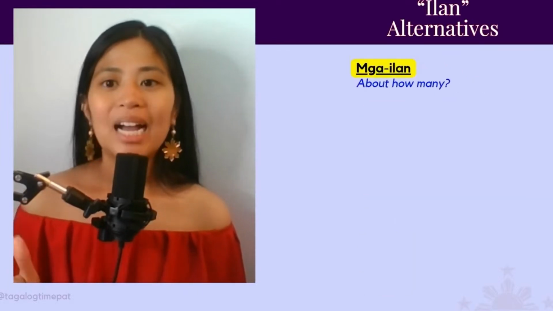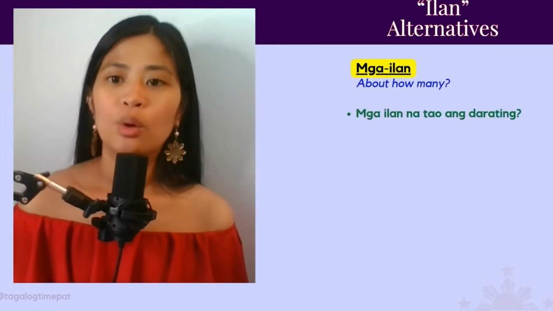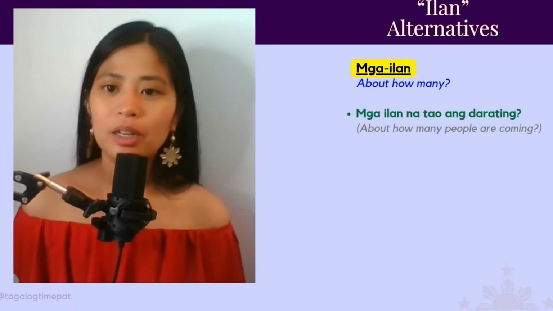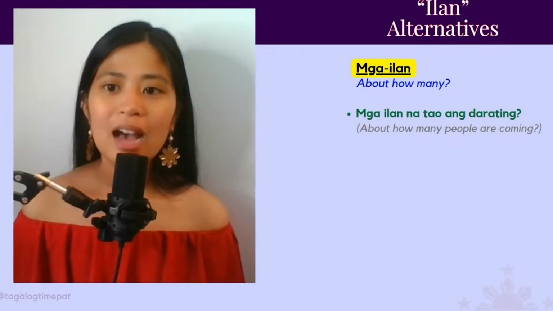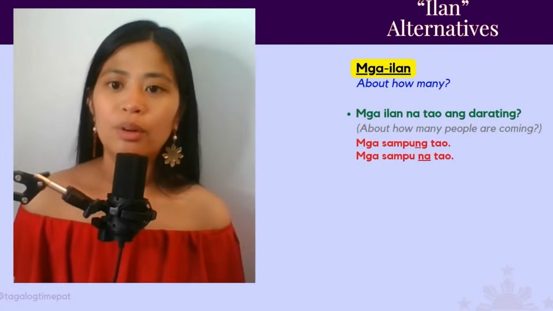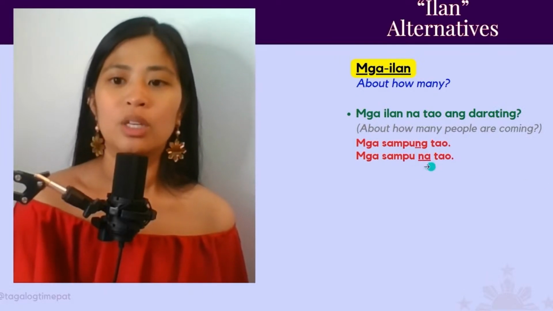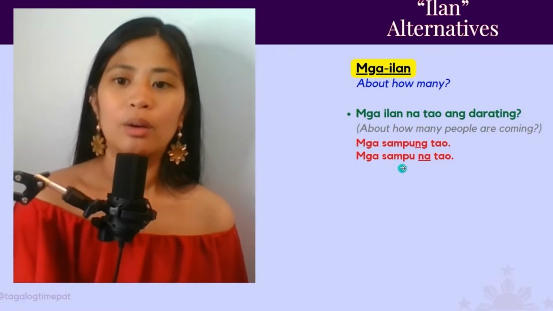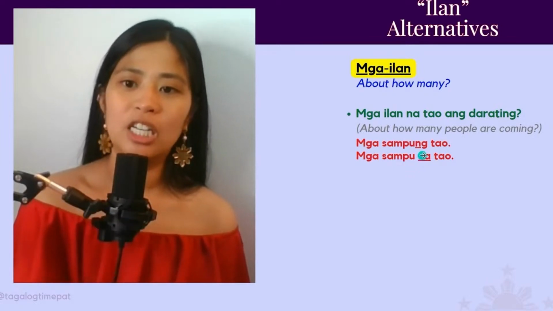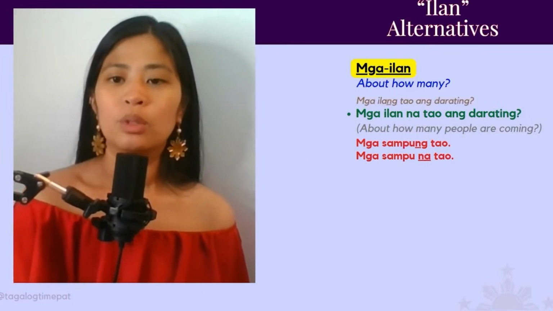And lastly, mga ilan means about how many. Mga ilan. So, mga ilan na tao ang darating? About how many people are coming. Mga ilan na tao ang darating. You could say mga 10 tao or mga 10 na tao. There's the contraction that you can make when the adjective or when the number ends in a vowel. Just add the ng at the end. So about 10 people, mga 10 tao.